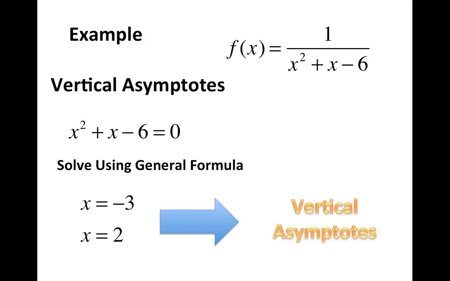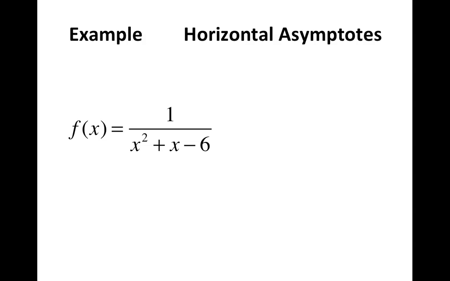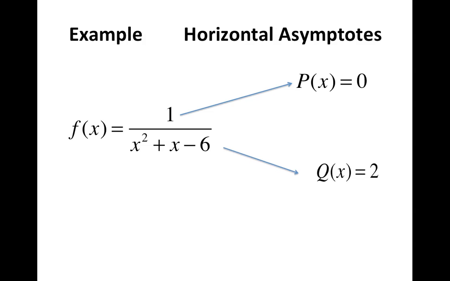Now let's try with the horizontal ones. How do we get horizontal asymptotes? We have the same function, 1 divided by x squared plus x minus 6. And remember, horizontal asymptotes are related with the degrees of the polynomials. Let's see what happens here. In the numerator, my degree is 0 because I don't have a variable, nothing is raised to any power. And in the denominator, my degree is 2, because the highest exponent in the denominator is 2.